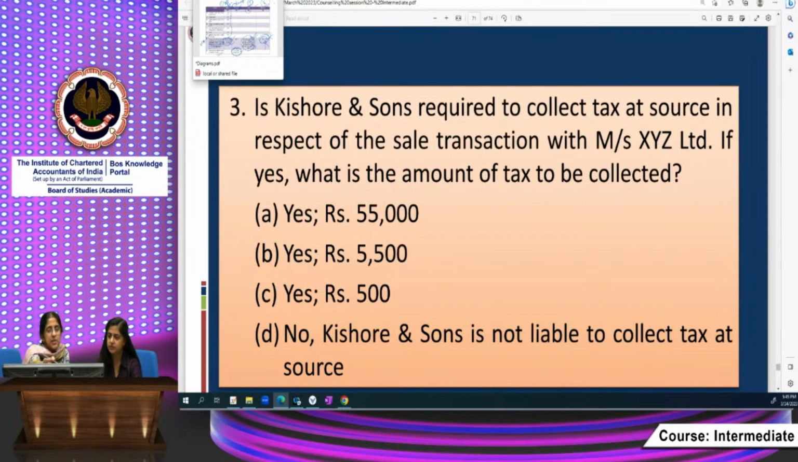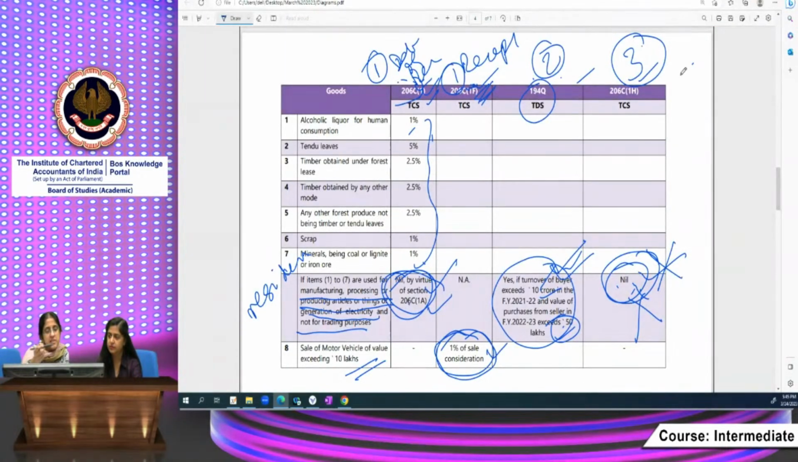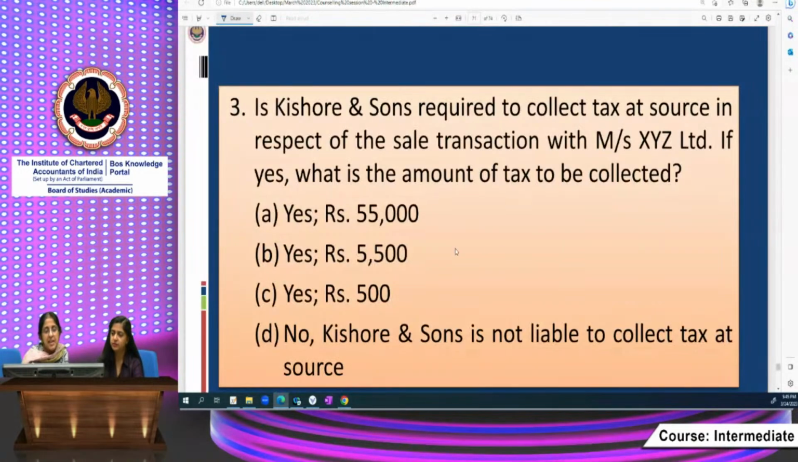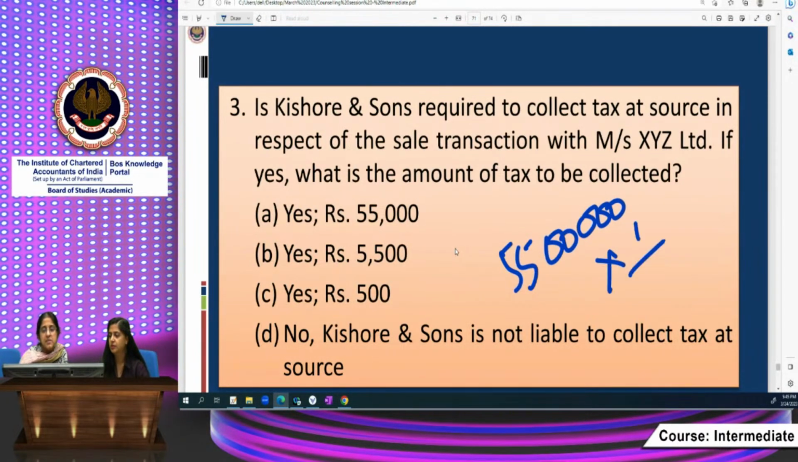What is the particular rate specified for coal? It's 1%. 1% of 55 lakh. 55 lakh into 1%, so it's 55,000. So the correct answer is B.